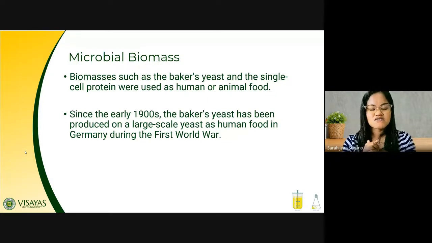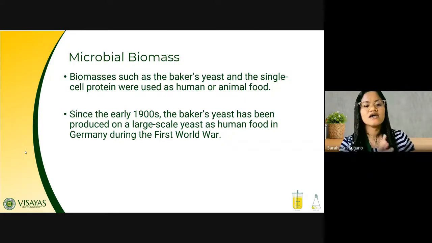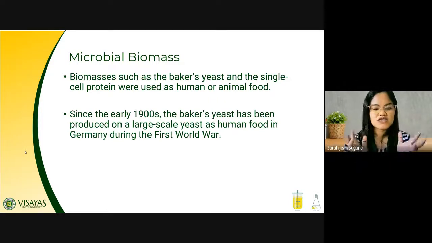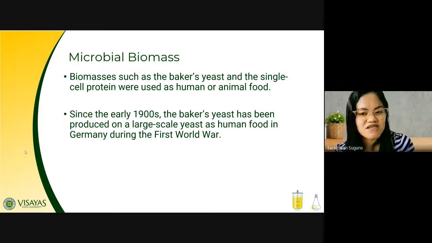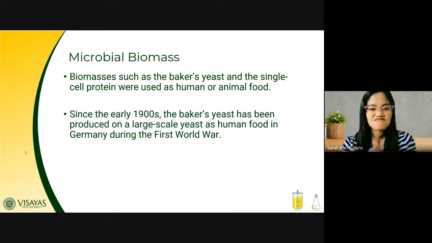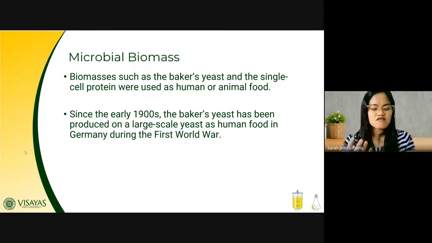Those are used when you really wanted to ferment, for example yeast. You can use the yeast after the fermentation. You can use the alcohol product, because yeast can produce alcohol, and you can also use the biomass of the baker's yeast to have a single cell protein that is used as human or animal food. It could be used as feeds for animals such as pigs, goats, chicken.